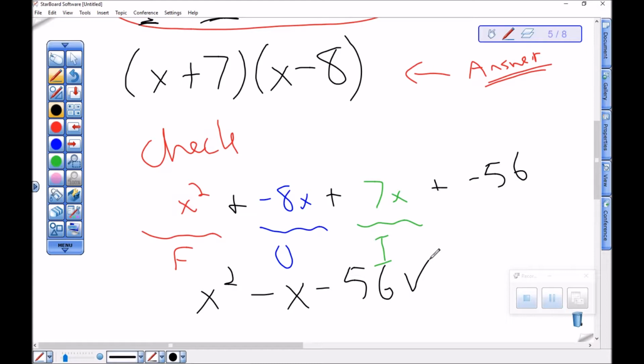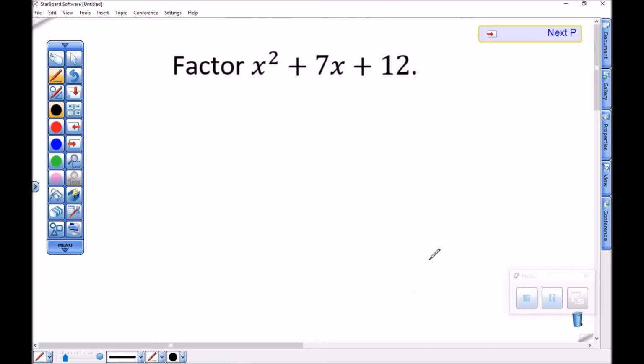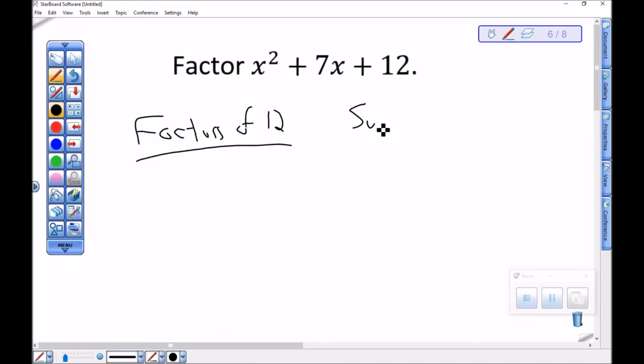Okay, I'm going to do a few more. So let's factor x squared plus 7x plus 12. Again, I want factors of 12, and I'm going to find their sum, and I want that sum to be 7. I want it to be the b value, so 7.